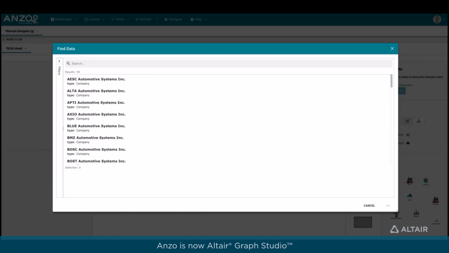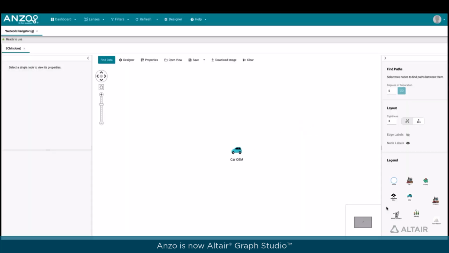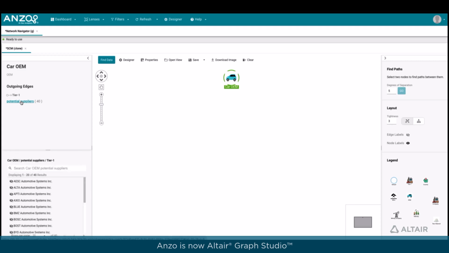Users can then search by label to find the data that they want to populate their graph with, and can also search for and select multiple items. At the bottom, you can see the items you have selected to see in your network, in this case, a car manufacturing group. On the left, you can see the incoming and outgoing nodes, in this case, the 40 potential suppliers. And we can dig into their relationships with the automobile manufacturer by rendering a few on the graph.